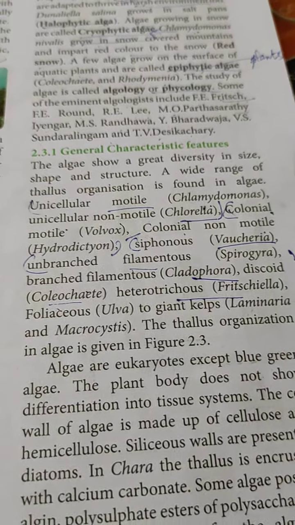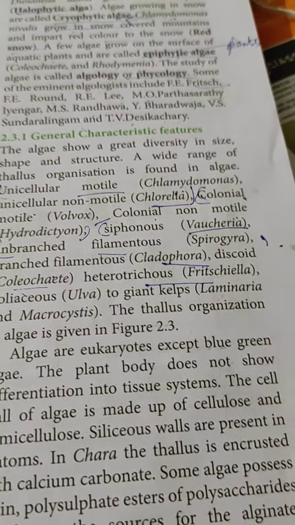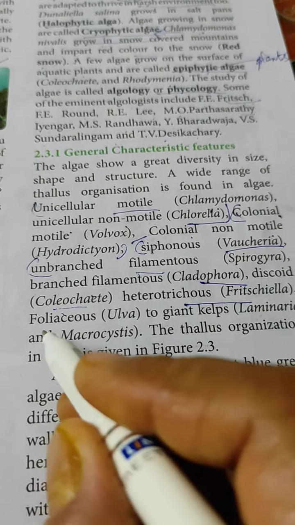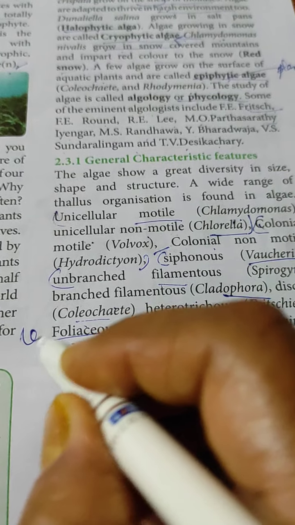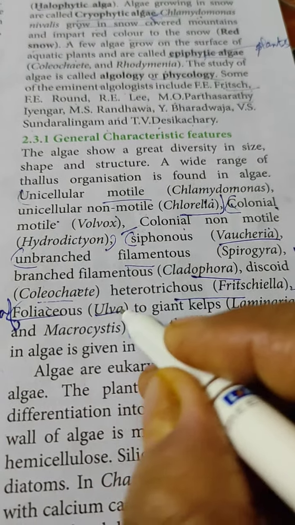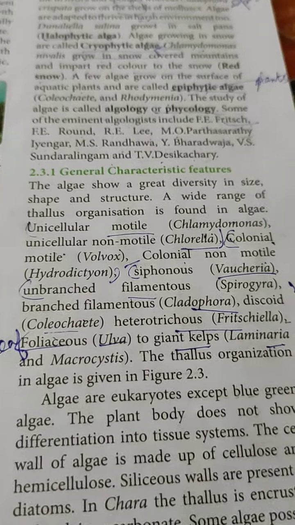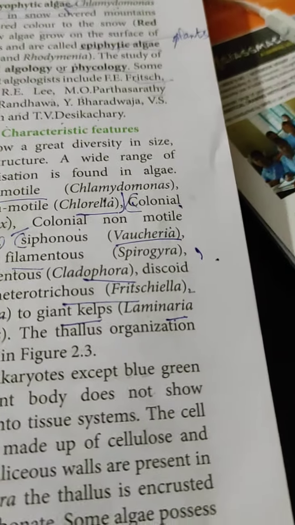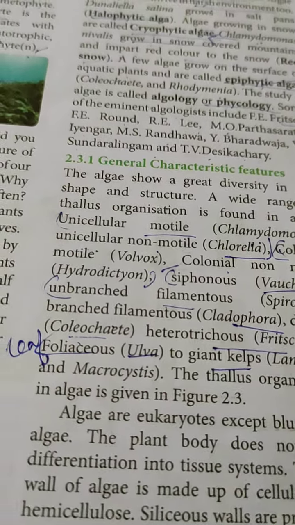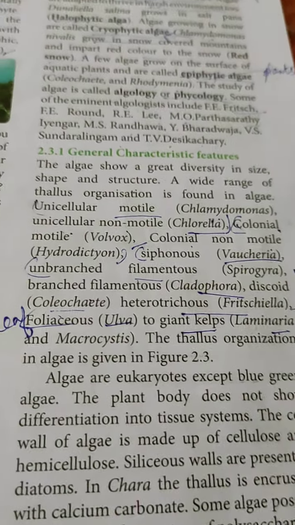Heterotrichous, so many hairy appendages are present: Fritschiella. Foliaceous, leaf-like. Foliaceous means leaf-like: Ulva. To giant kelps: Laminaria and Macrocystis. Thallus organization, the next page we will be discussing.